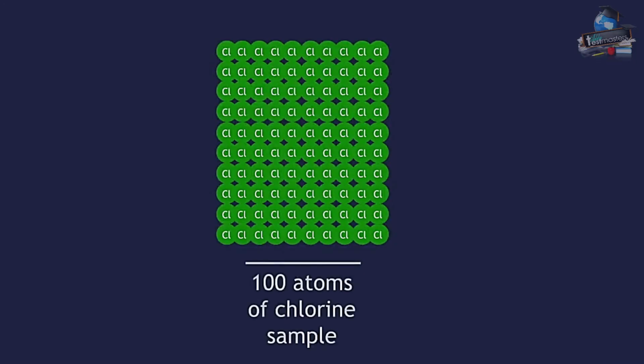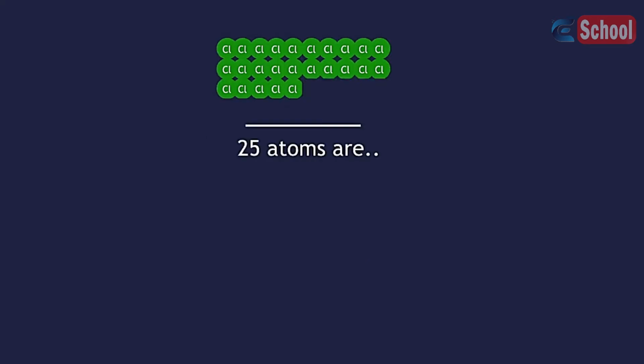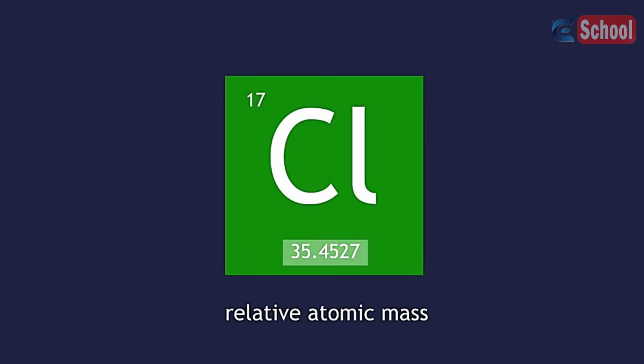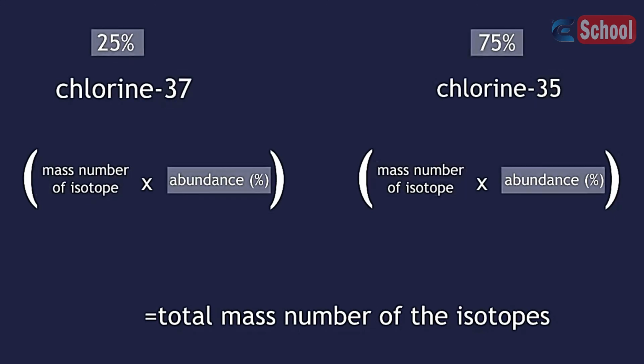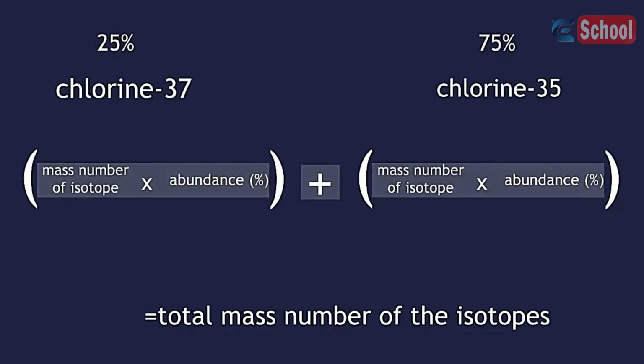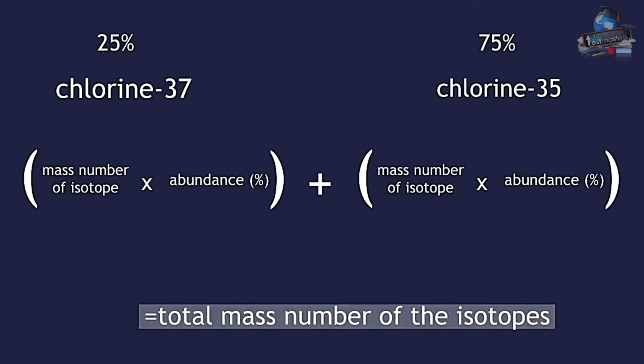In nature, out of 100 atoms of a chlorine sample, 75 of those atoms are chlorine-35 isotopes, and 25 of those atoms are chlorine-37 isotopes. For you to be able to work out the relative atomic mass for chlorine, you have to multiply the mass number of the isotopes with its abundance percentage, and add these products together. This gives the total mass number of the isotopes.